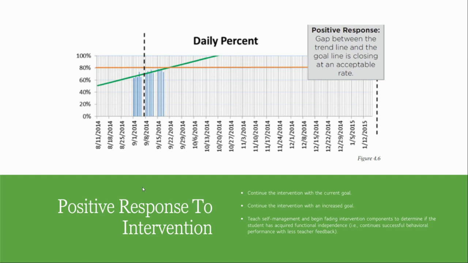So we're going to either continue the intervention with the current goal, increase the goal, or the intervention coordinator is going to begin to teach those self-management skills and fade some of those intervention supports to see if the student can continue to demonstrate and maintain that behavior.